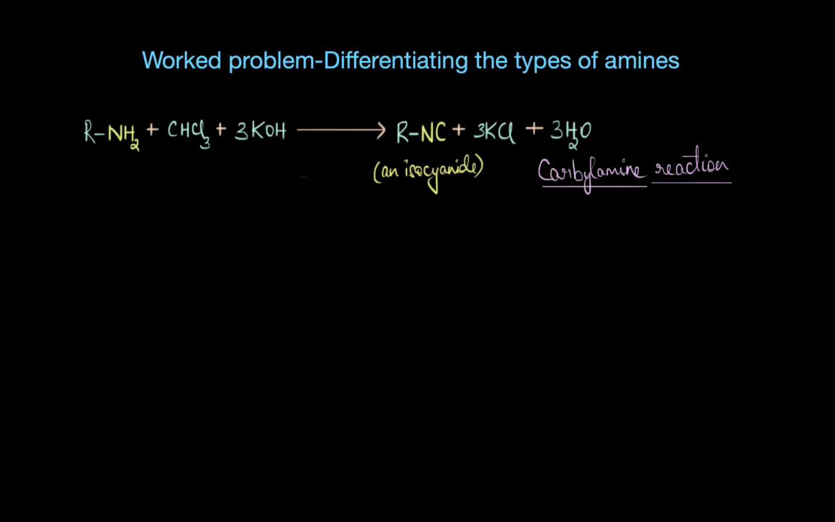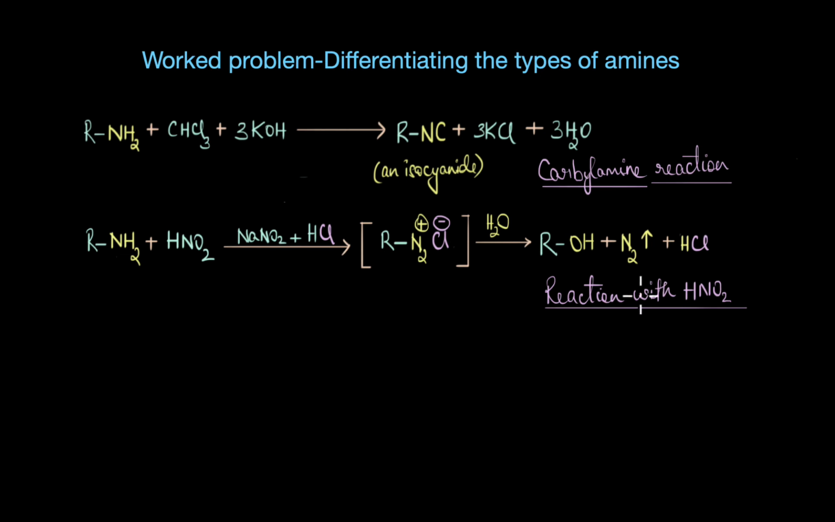Now we know that primary, secondary and tertiary amines can be differentiated through several reactions, such as the carbylamine reaction. We know that the carbylamine reaction is characteristic of primary aliphatic amines, which, when heated with chloroform and ethanolic potassium hydroxide, form foul-smelling isocyanides, which are also called carbylamines, correct?